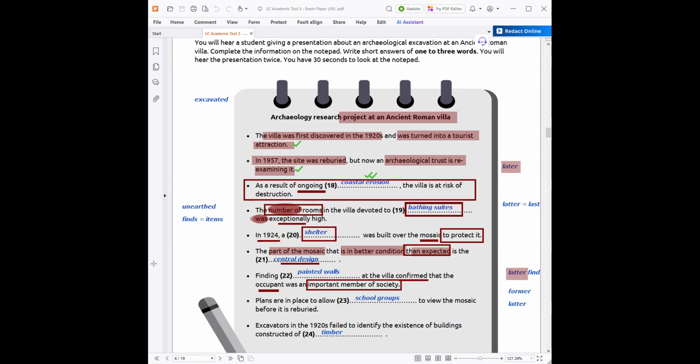All right, next one. Plans are in place to allow dash to view the mosaic before it is reburied. So they are putting in place plans. They're planning something to allow someone to view the mosaic before it is reburied. So let's listen who they're planning to show it to.